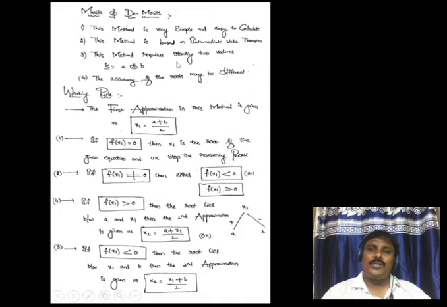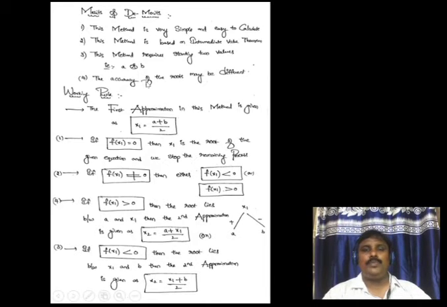This method requires two starting values, that is a and b. Without these two values, we cannot do the problem. We cannot even continue the problem. So this is one of the demerits of this method.